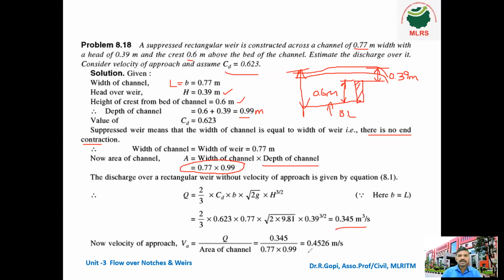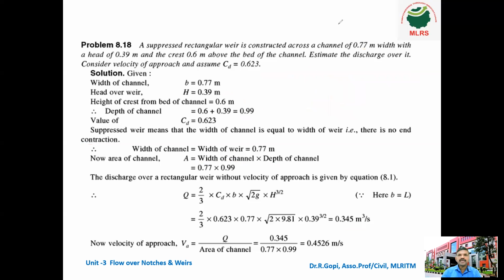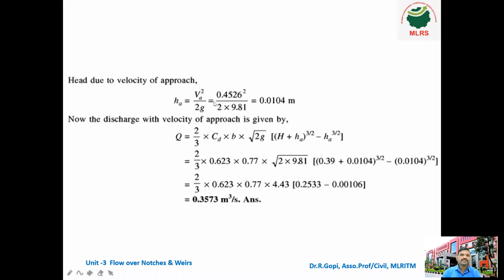So it is 0.99. 0.77 into 0.99, which is equal to 0.4526 meter per second. Okay, this is VA. So from this VA, we have to calculate the HA. So HA is equal to VA square by 2g, head of water considering velocity of approach. VA square by 2g. So substitute VA 0.4526 square divided by 2 into 9.81, which is equal to 0.0104 meter.